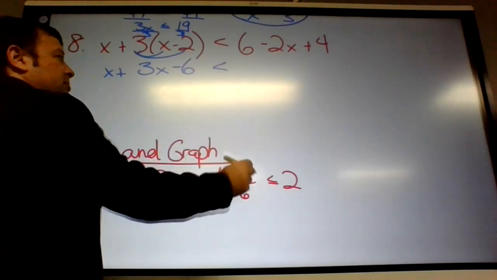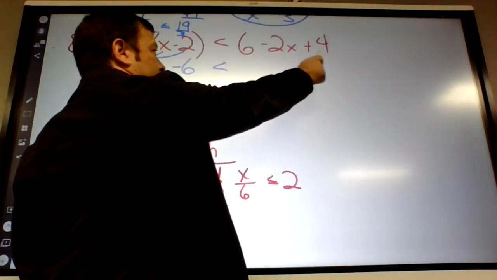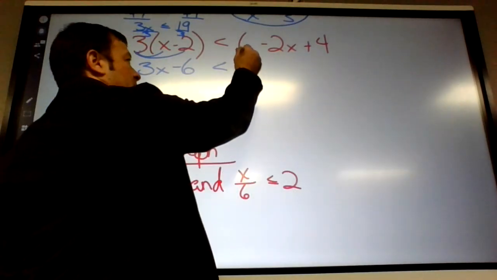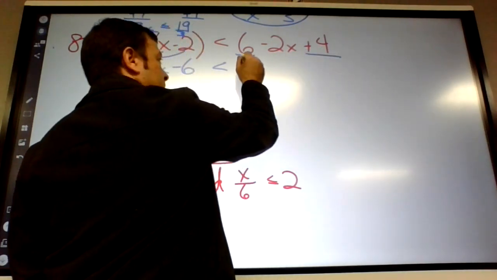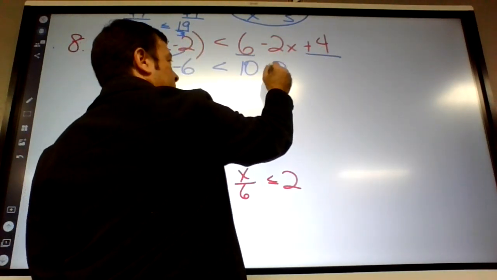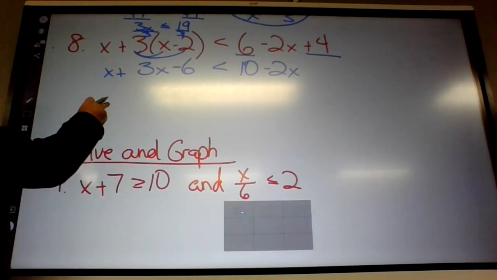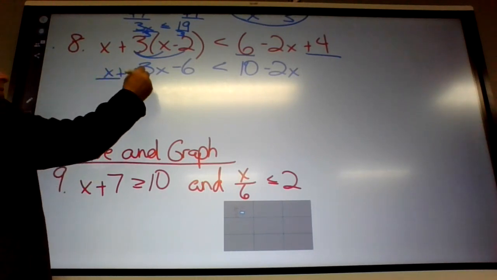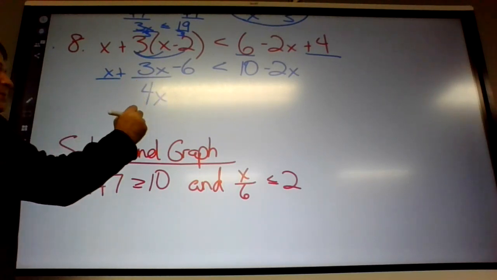Okay, you know what we can do on the right side? We can add our like terms, so 6 plus 4 is 10, and the minus 2x is still there. Do you know what Brianna, do you know what we can do on the left here? Yes, x plus 3x is 4x.